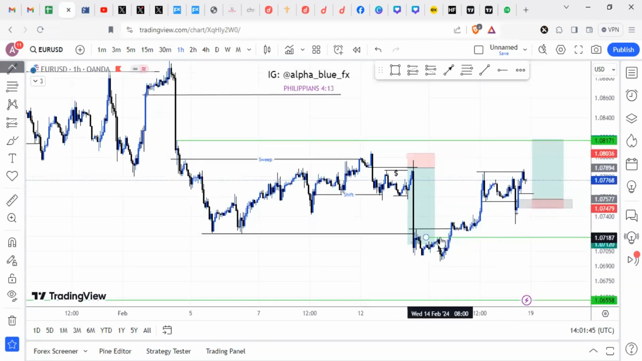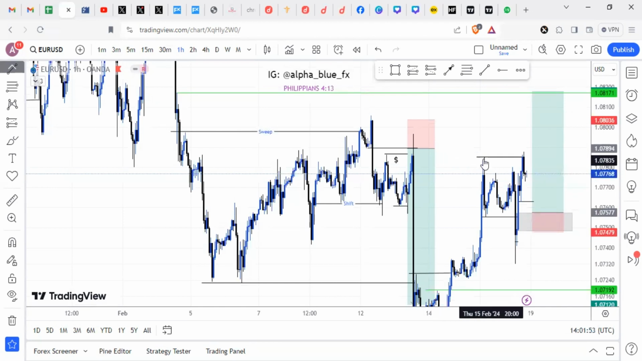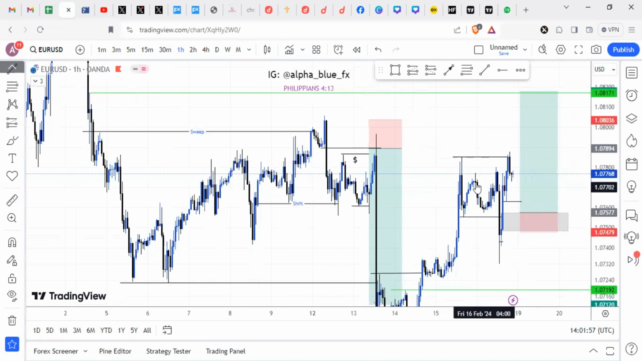Because we're already beginning to have a bullish order flow just right here. Just the move from here to here, it's already showing a bullish order flow because this was engineered liquidity again. Price came down, took out all the buyers, and then continued up, and it has changed character to the upside.